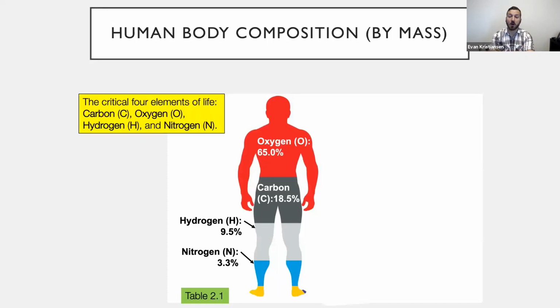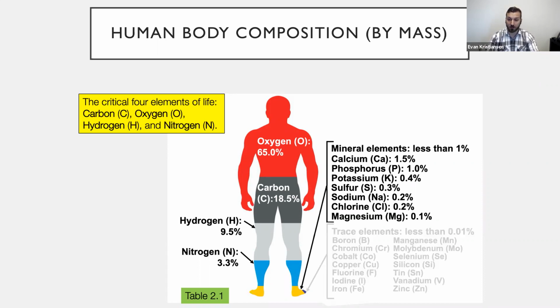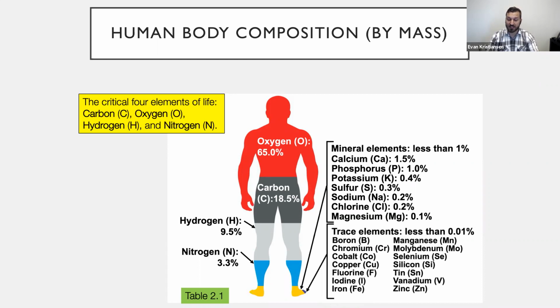Okay, the human body is composed of a variety of different elements, and therefore a variety of different atoms. The critical 4 elements of life are carbon, oxygen, hydrogen, and nitrogen. And in the human body, 65% of the body is composed of oxygen. Another 9% or 9.5% is composed of hydrogen. And between those two, about 18% is composed of carbon. Most of these, oxygen and hydrogen, are in water, whereas most carbon is contained in sugars and proteins.